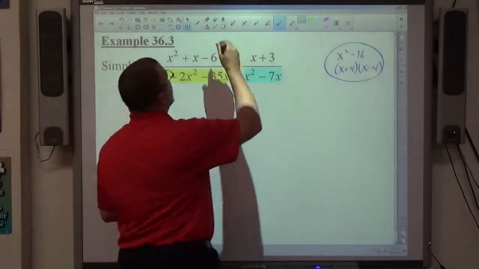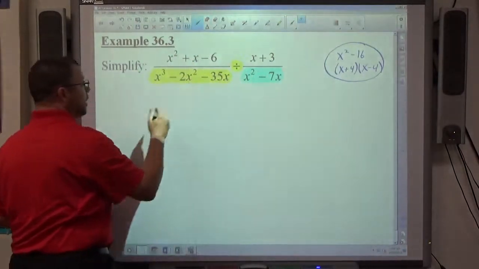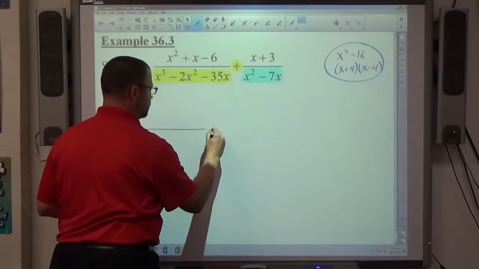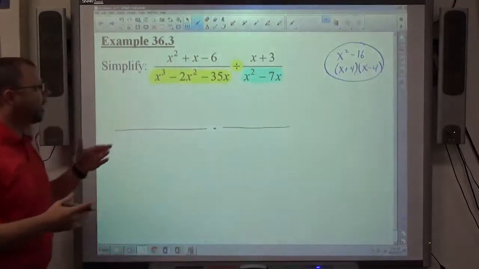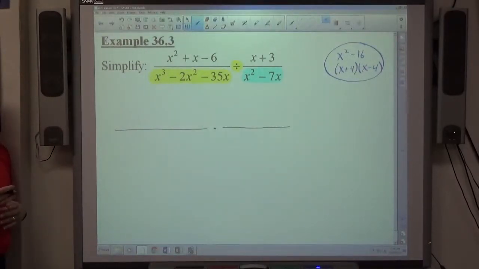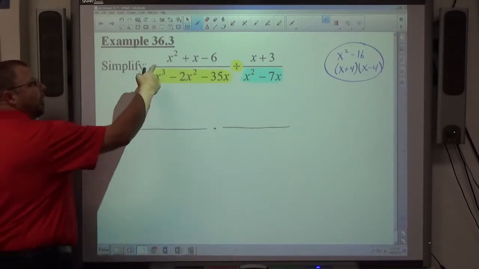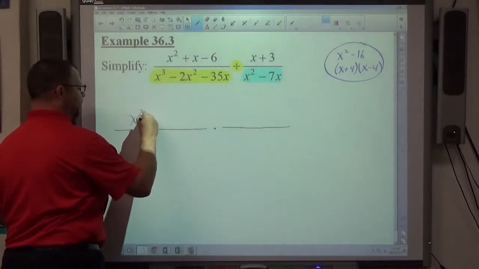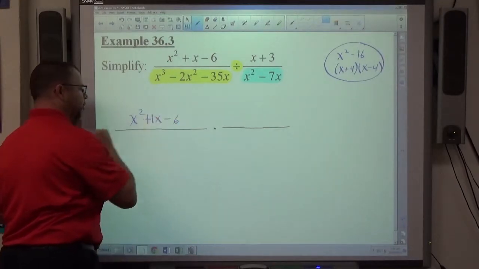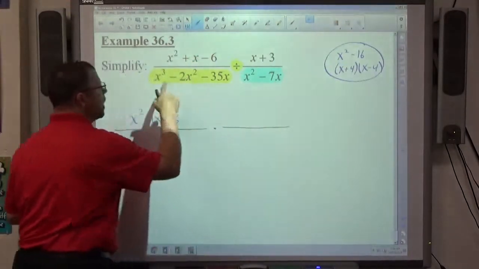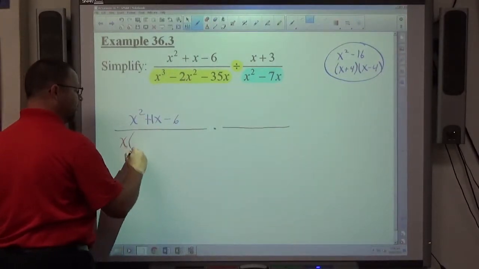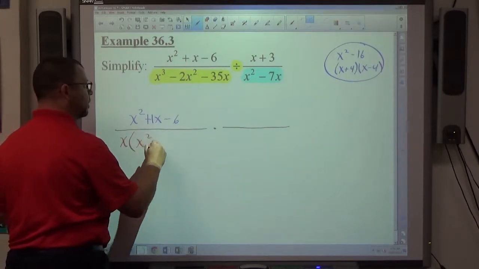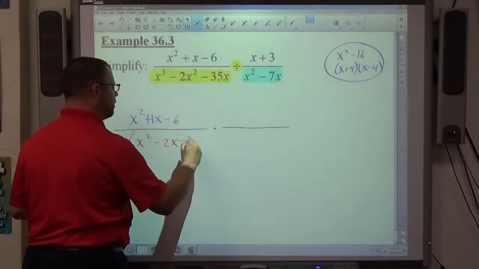All right. So again, the first thing I would do on this problem is rewrite this as a product. Something I personally do when I'm rewriting as a product, if there's a common factor, I take it out in this step right here. So as I'm copying it out of my book onto my paper, I'm going to be taking common factors out. So x squared plus x minus 6 doesn't have one. I might put a 1 in front of the x just to remind myself there's a 1 there. X cubed minus 2x squared minus 35x has a common factor of x. So I'm going to take a common factor of x out, leaving me with x squared minus 2x minus 35.